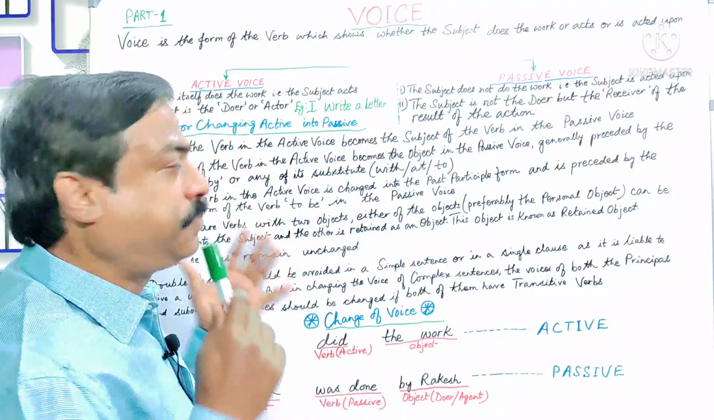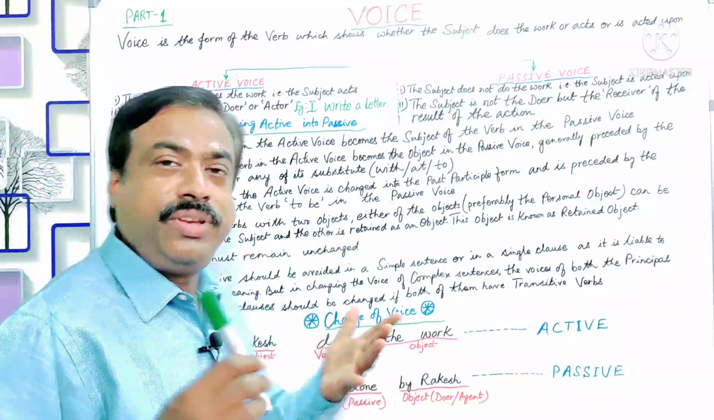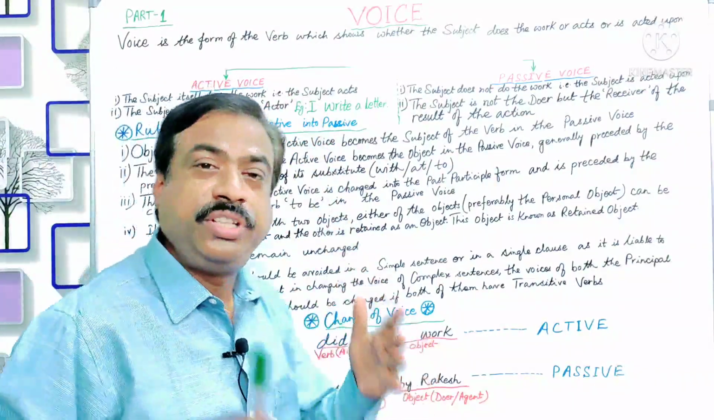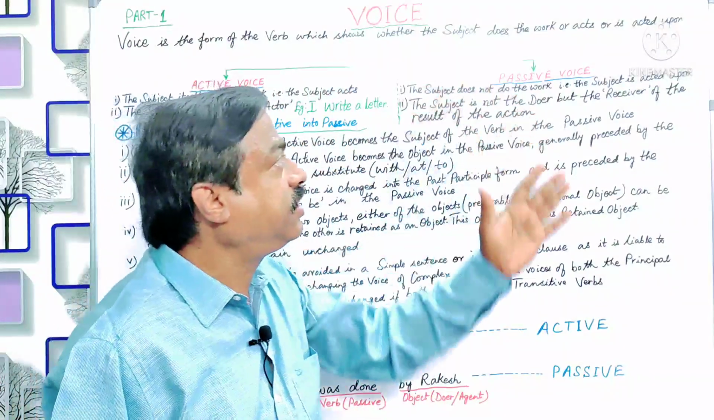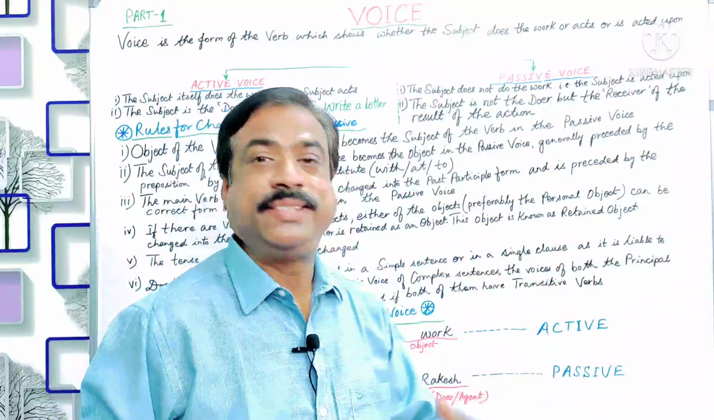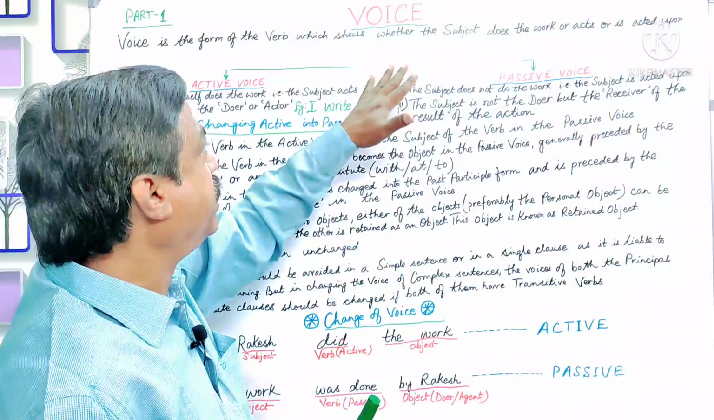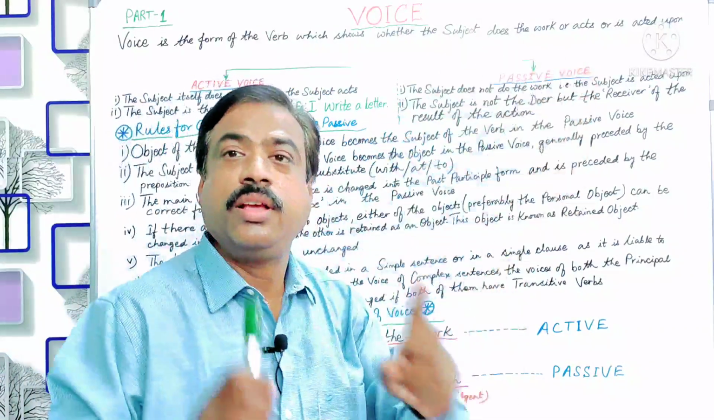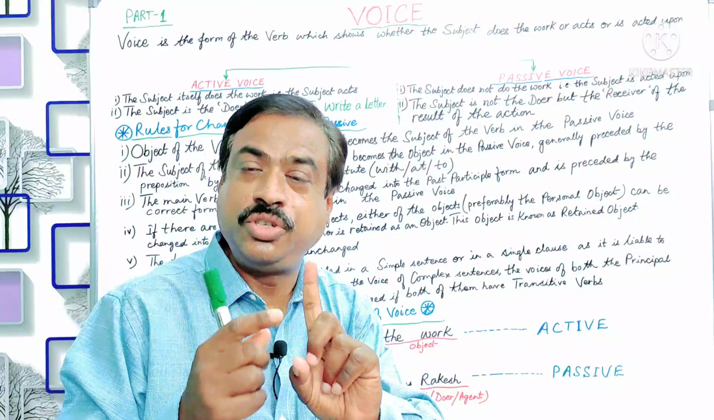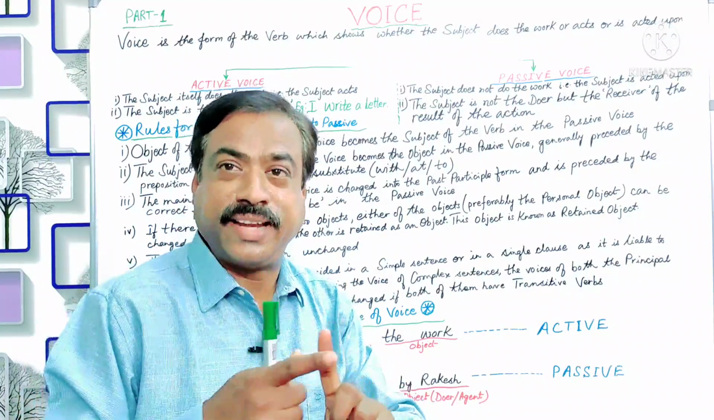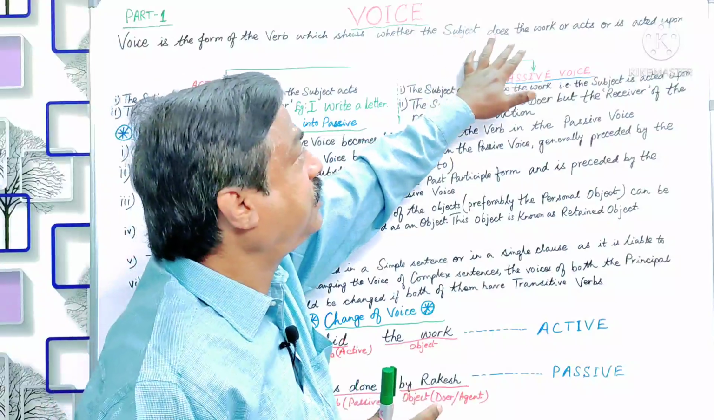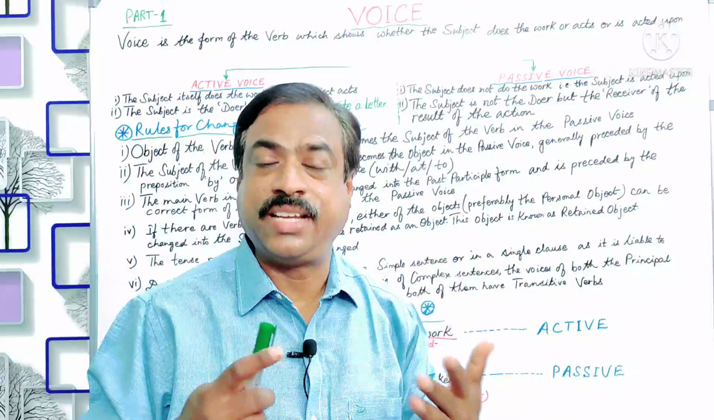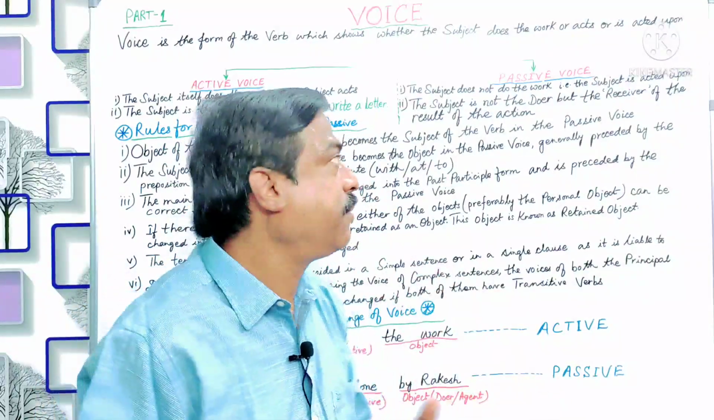When we speak about voice, we start with the definition: the voice is the form of the verb which shows whether the subject does the work, or acts, or is acted upon. Here it is written, you see, it is the form of the verb which shows whether the subject does the work. First of all, you have to think about the subject in the sentence. So the subject here does the work, or the subject acts, or the subject is acted upon. So this is all about voice.